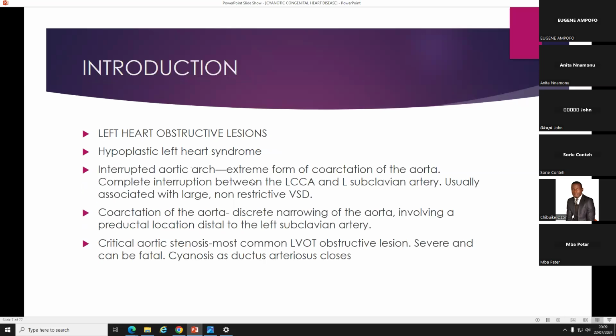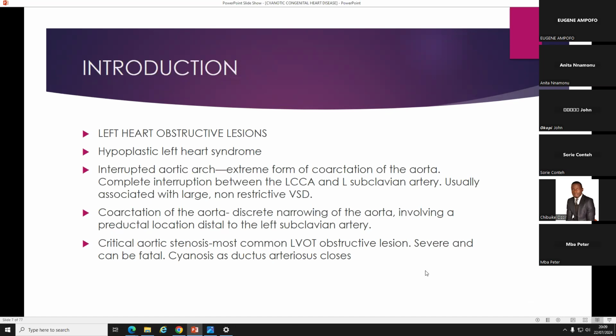Left heart obstructive lesions include hypoplastic left heart syndrome, and interrupted aortic arch, which is an extreme form of coarctation of the aorta, where there's a complete interruption between the left common carotid artery and left subclavian artery. I'll show you pictures of these later on. This is usually associated with a large non-restrictive ventricular septal defect. They're called left heart obstructive lesions because the systemic circulation is obstructed, and therefore there's a lot of shunting, which produces cyanosis, as we'll see later on.